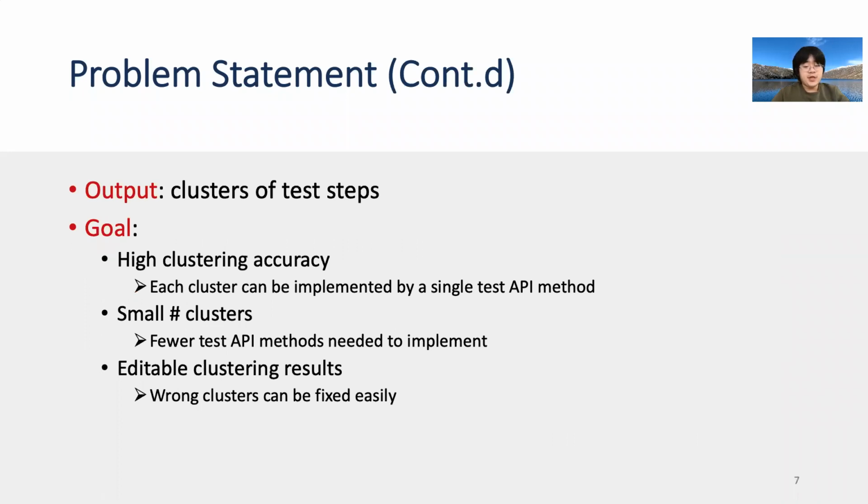There are three design goals of our clustering approach. First, high clustering accuracy, so that each cluster can be implemented by a single test API method. Second, a small number of clusters, so that the human can write fewer test API methods. Third, editable clustering results. Since we cannot guarantee 100% accuracy, our design must allow the users to fix the wrong clusters easily. Now, let me describe our approach in detail.